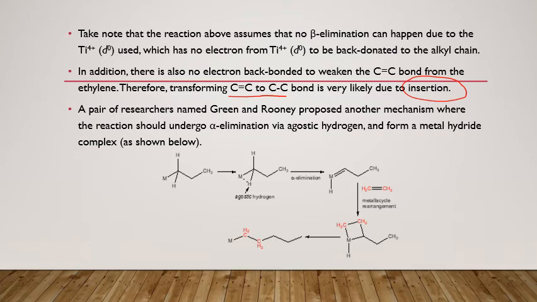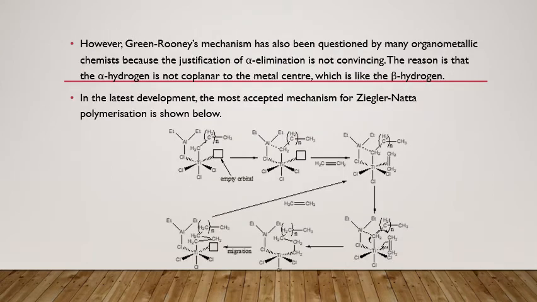insertion process. However, a pair of researchers named Green and Rooney proposed another mechanism, where they said that the reaction is through alpha elimination via the alpha hydrogen, and then they form a metal hydride complex as shown below. After the alpha elimination, they form a metal hydride. Okay, metal hydride.